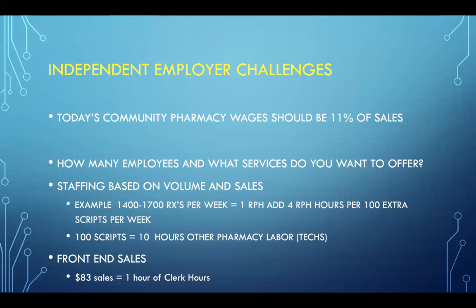Staffing also can be based on volumes and sales. So, for example, 1,400 to 1,700 prescriptions per week may equal one RPH, and we add four RPH hours per 100 extra scripts per week. 100 scripts equals 10 hours of other pharmacy laborers and techs. There's multiple different formulas out there. And the biggest thing you have to look at, and I can say, is as you play with those formulas, you look at safety, you look at are you meeting the outcomes of what you want to measure. That is why strategic planning is so important.